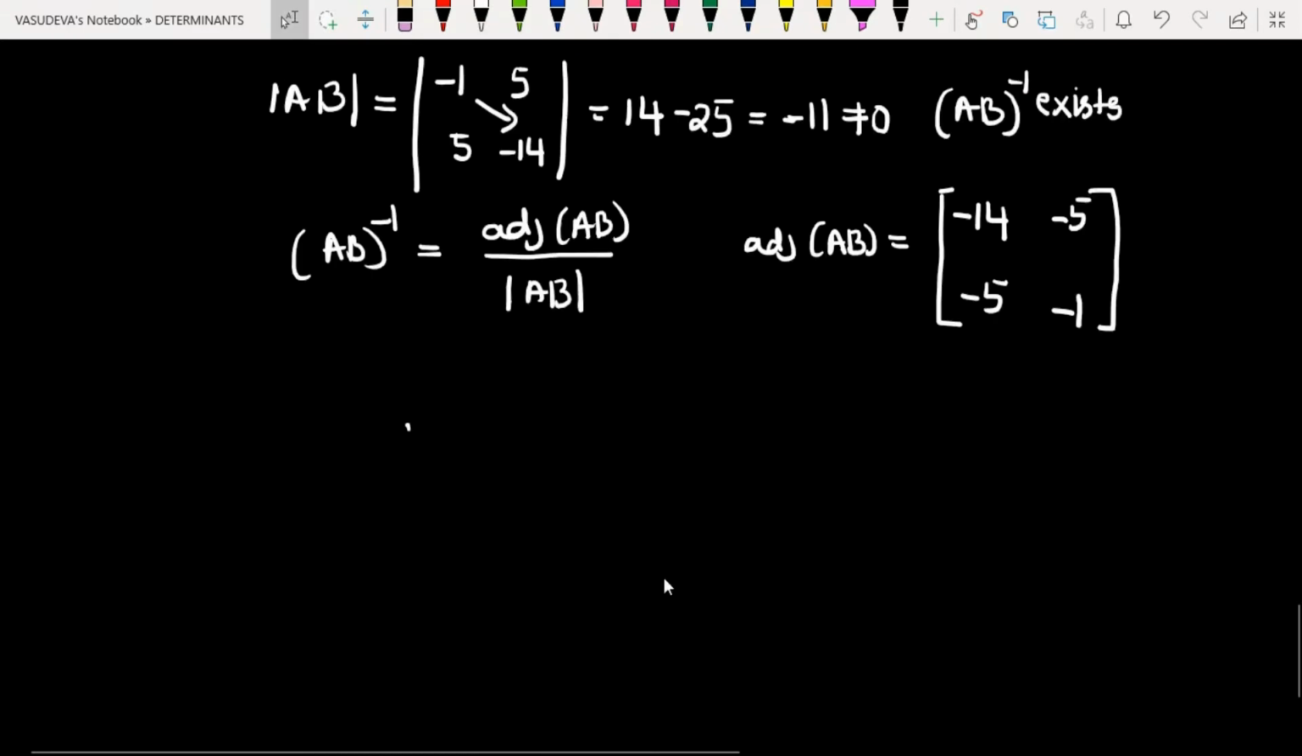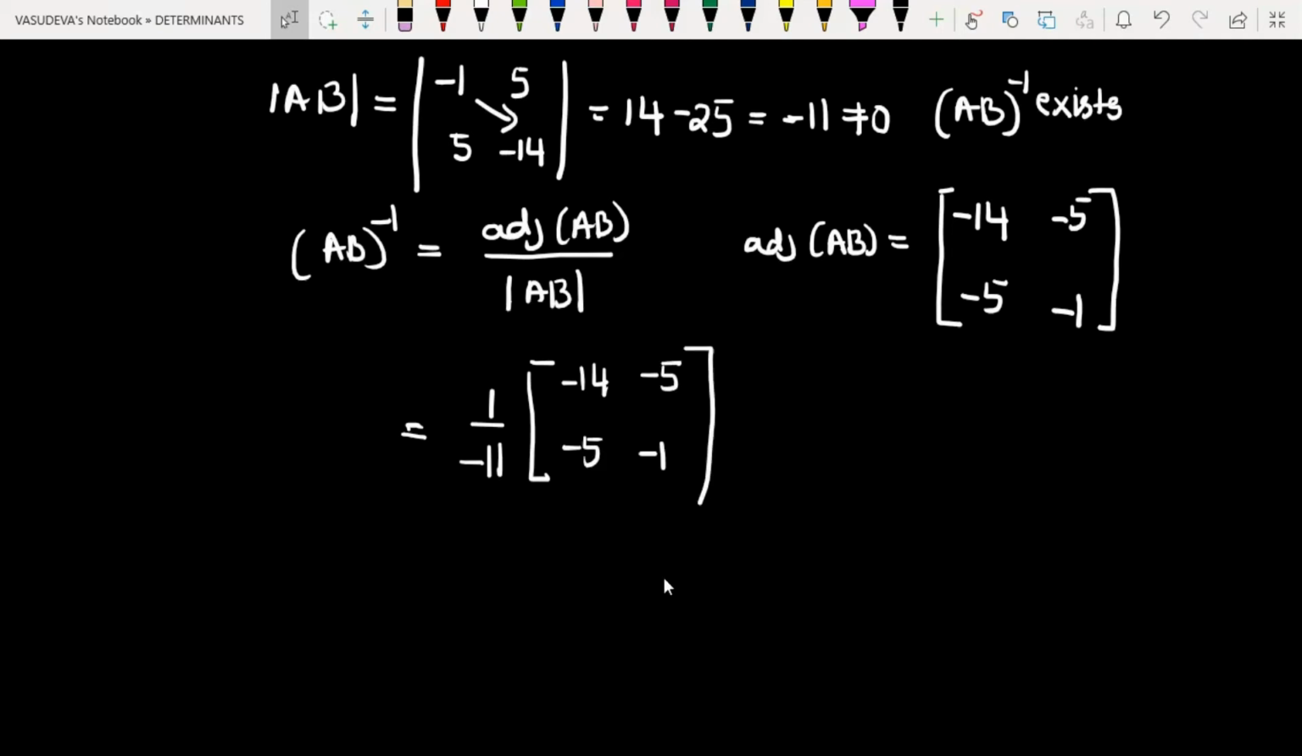So writing this, 1 by determinant of AB, so 1 by minus 11 into minus 14, minus 5, minus 5, minus 1. So now taking minus inside, because scalar multiplying by minus 1, so 1 by 11 into multiplying by minus 1. Scalar multiplication of the minus 1 means multiplying all the elements by minus 1. Therefore this is 14, this is 5, this is 5, this is 1. So this is the inverse of the matrix AB.